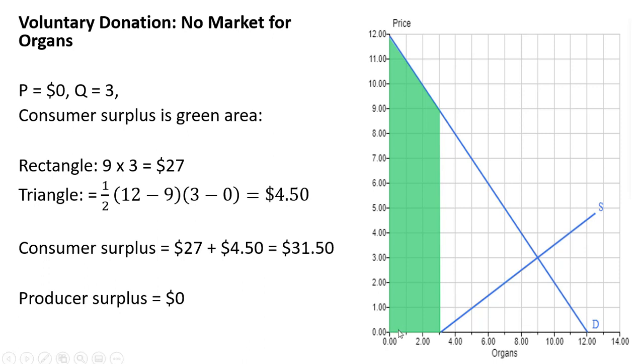Producer surplus is 0. The people donating their organs aren't being compensated, so the price is 0. So producer surplus is 0. The total surplus then is just all consumer surplus, $31.50.